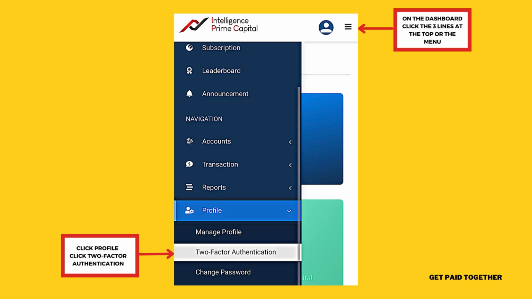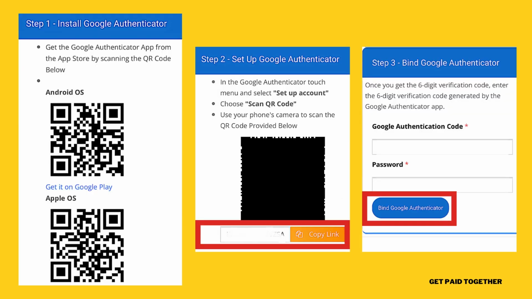So you're going to go to your menu, click on profile, and then click on two-factor authentication. The steps are there to tell you literally step by step how to do it from IPC itself. So you're going to follow the instructions they prompt you with. You're going to download the Google Authenticator from the App Store. If you already have it, awesome. And then you're going to scan the QR code, or you can simply copy the link and paste it into the Google Authenticator. Once you do that, you're going to get a 6-digit verification code. Then you're going to enter that and the password for your IPC account. And then you're going to click on Bind Google Authenticator.